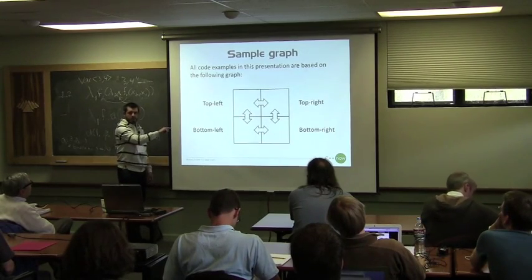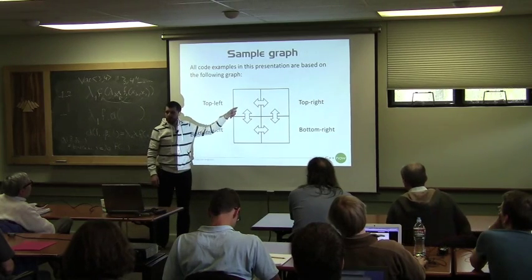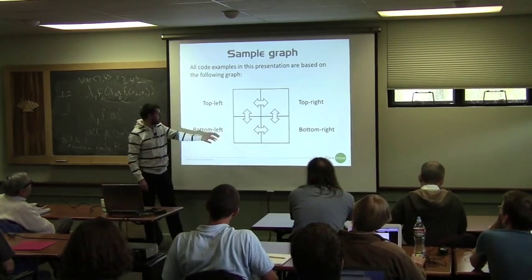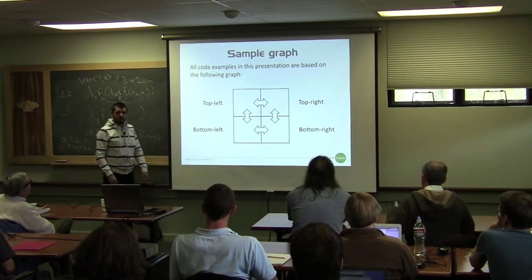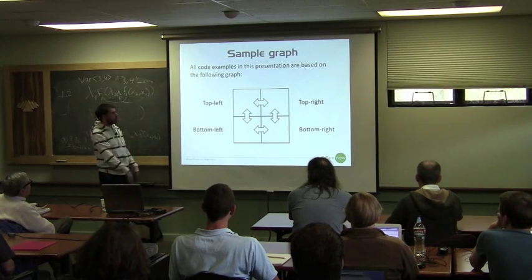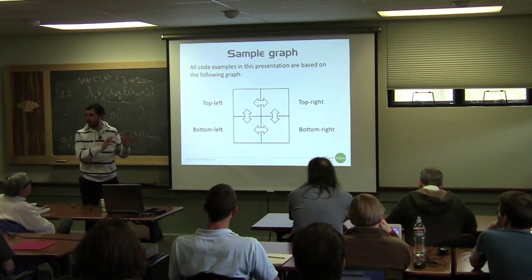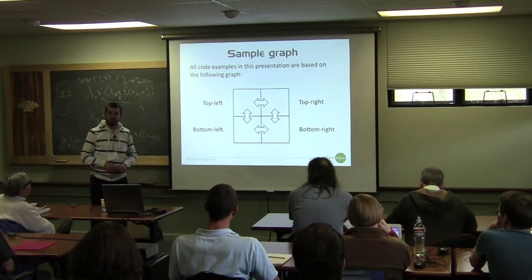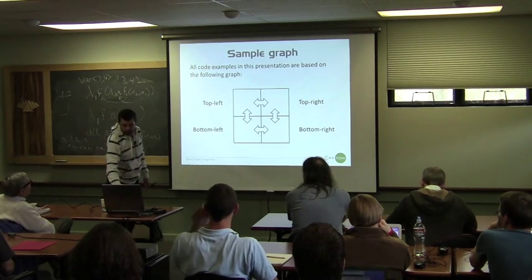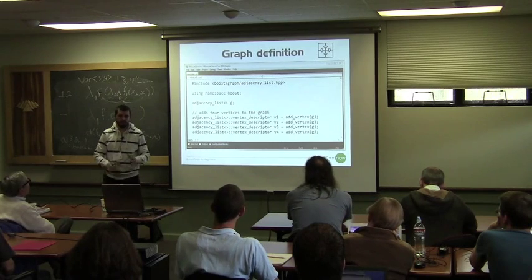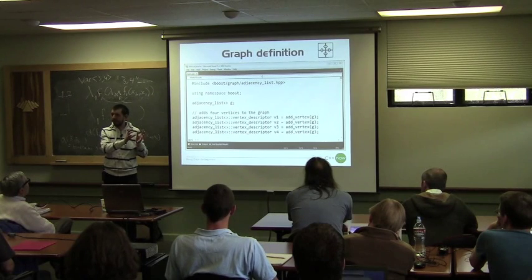So I have four vertices, I have four edges, and I can go in both directions. So I can go here from top left to the bottom left, or I can also go from the bottom left to the top left. So everybody has to remember this, because I'm going to the next slide now. And that's the graph I'm going to talk about all the time. All the code examples you're going to see will assume that this is the graph we're going to work with. All right, the first part of the code examples we're going to see is about how I define this graph now in C++.